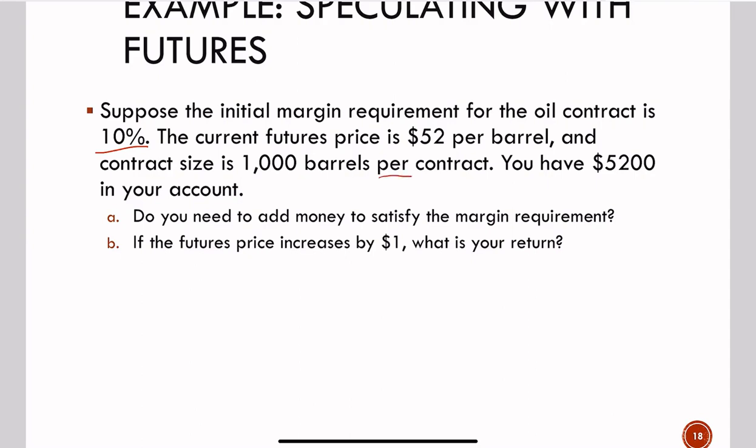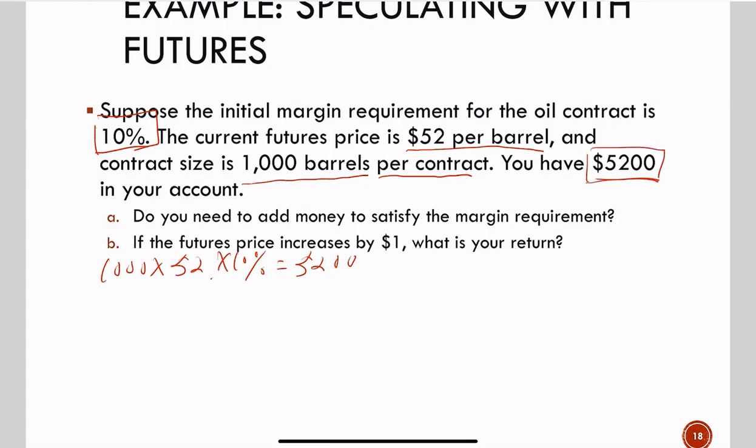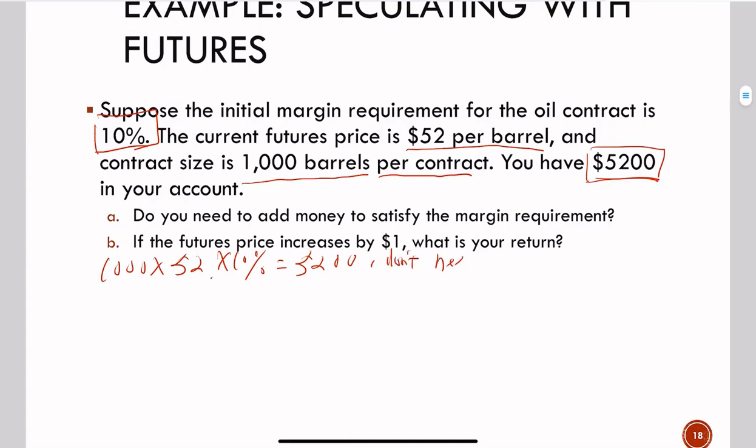So let's say you want to buy one contract, and one contract means 1,000 barrels. The total value of your contract would be 1,000 times 52, because the price is $52 per barrel. The initial margin requirement is 10%, so times 10%. This is the minimum amount of money you need in your account to enter this futures contract. You have exactly this amount of money, which means you don't need to add money, right? So you don't need to.